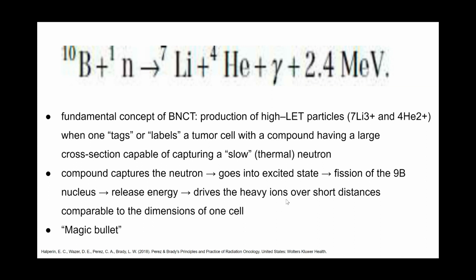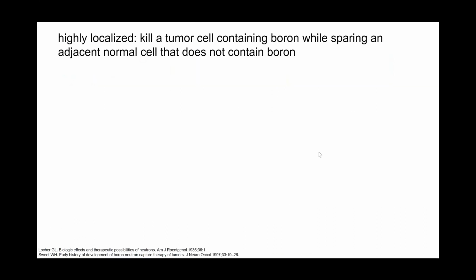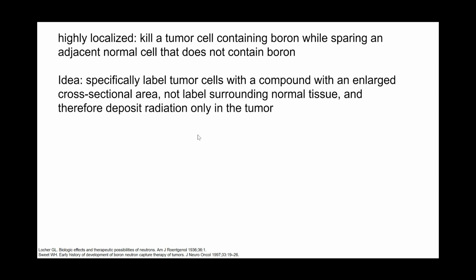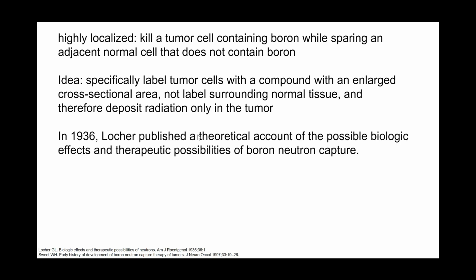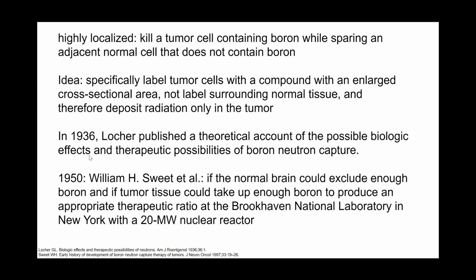So, this actually looks like a magic bullet, but it's a highly localized idea that we can kill a tumor cell containing boron while we can spare the adjacent normal cell. So the idea was to specifically label these tumor cells. And in 1936, Locher had actually published a theoretical account about the possibilities. And in 1950, William H. Sweet et al. had actually started doing it for brain.